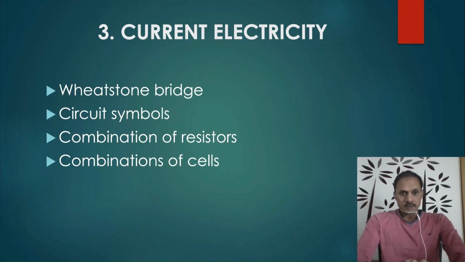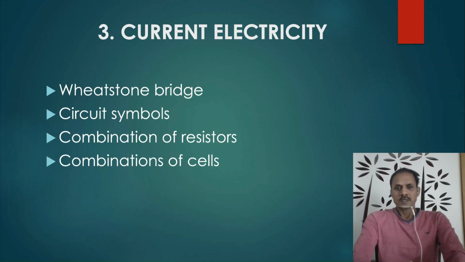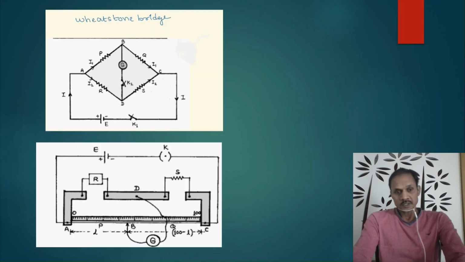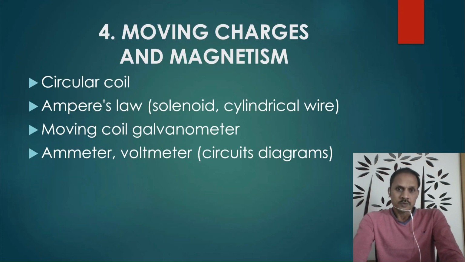Next chapter, current. So in this one, diagrams are rare, but Wheatstone bridge, meter bridge can be used as a part of the derivation, mostly 5 marks question. And circuit symbols are always essential. And combination of resistor also as a part of derivation, including cells also. Okay. So just one example diagram.